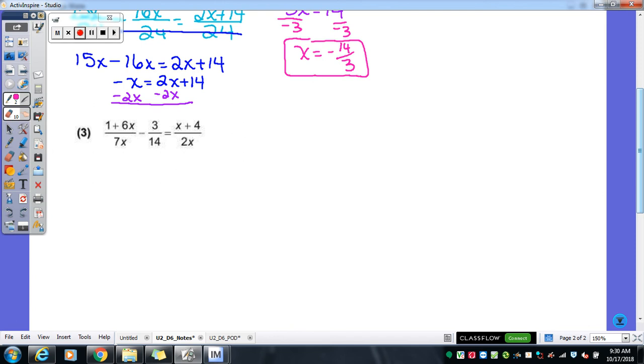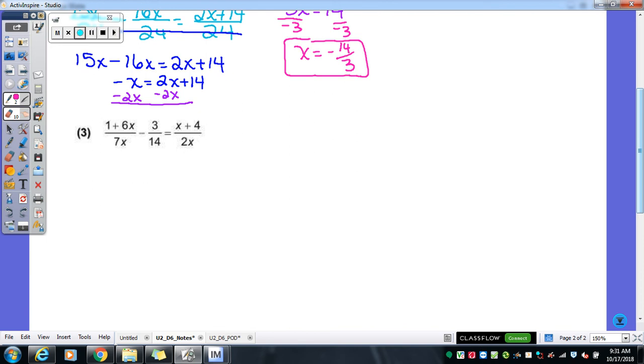All right, let's try another one. Number 3, we got fraction minus fraction equals fraction. So it's all written the way we want. We got a 7x, a 14, and a 2x. So again, let's look at our bigger number, 14.